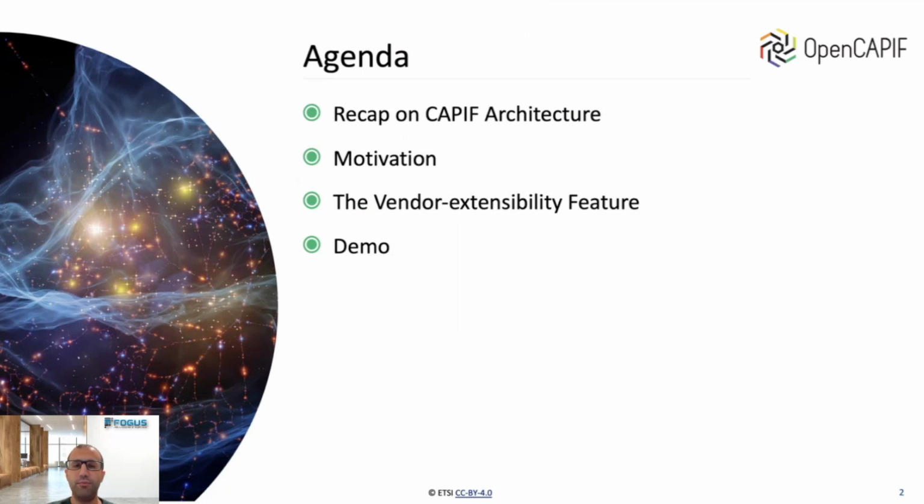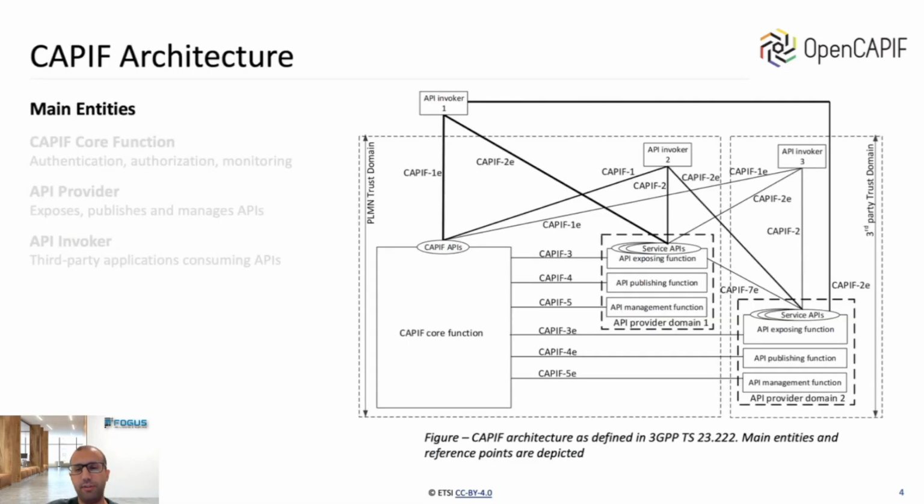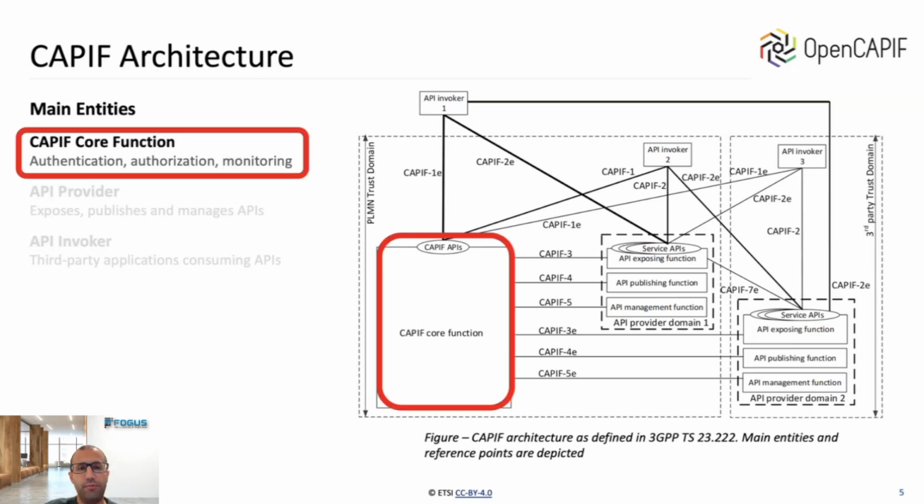I will start with a very short recap on the CAPIF architecture. I will go on with the motivation, what motivated us to go in the direction of the vendor extensibility feature. Then I will explain what this vendor extensibility feature is, and hopefully I will showcase a demo of how this feature works. So, a small recap on the CAPIF architecture. I think the previous presenters also mentioned that. I will go through it very briefly.